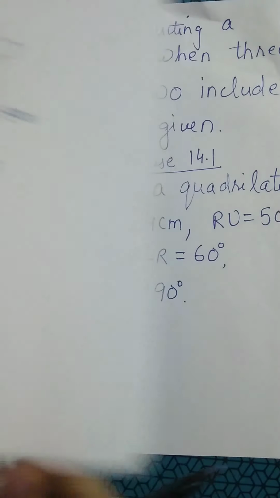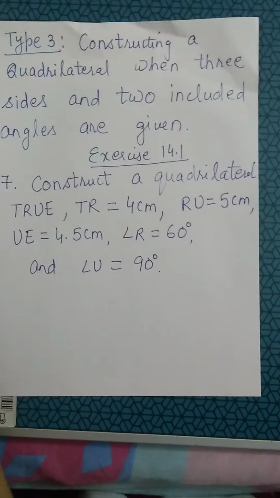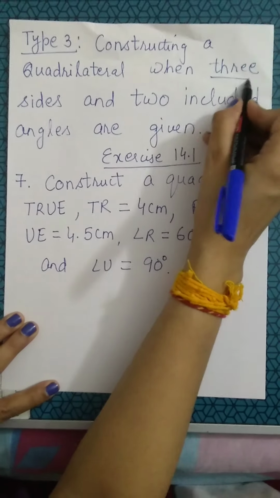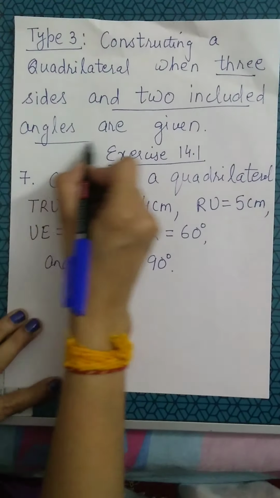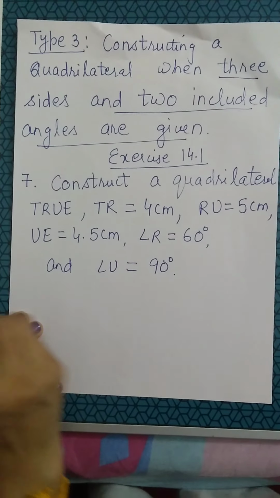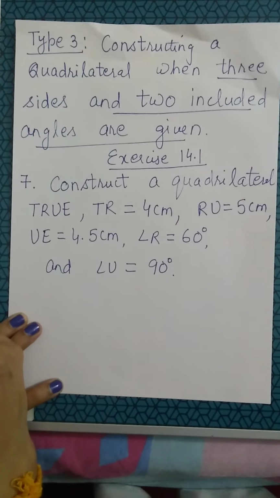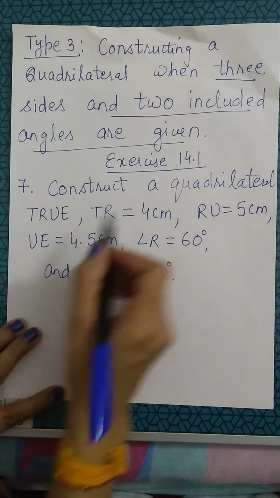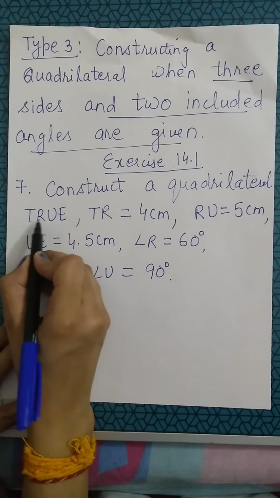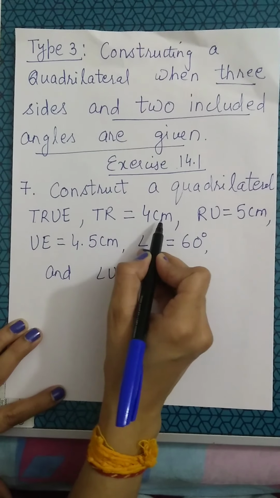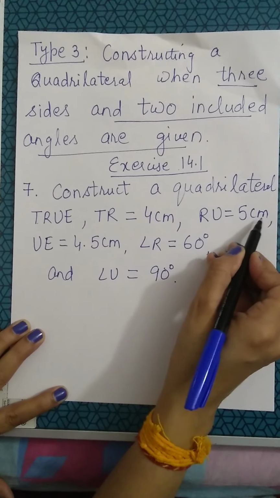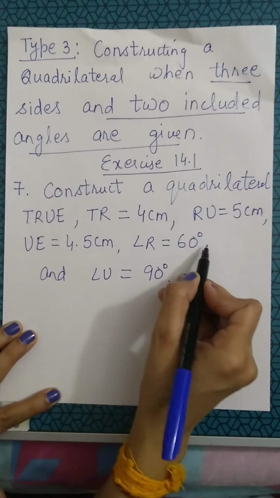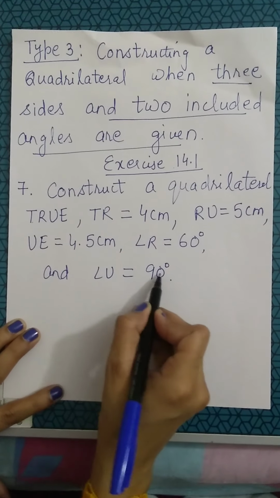Now let's discuss one more type here. Now in this type, we will be constructing a quadrilateral when 3 sides and 2 included angles will be given to us. Okay, instead of diagonals, this time angles will be given. From exercise 14.1, question number 7. Construct a quadrilateral TRUE, where TR is 4 cm, RU is 5 cm, UE 4.5 cm, and angle R is given to be 60 degree and angle U is 90 degree.